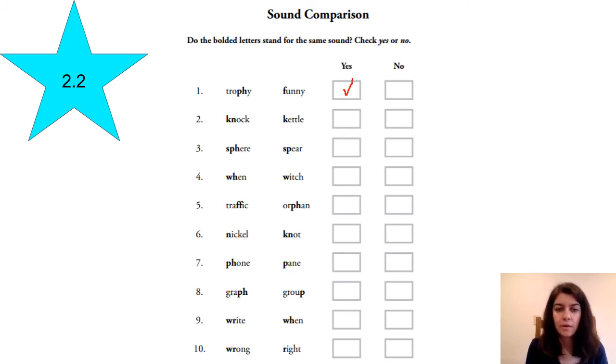Let's try number 2. Knock and kettle. Looking at the KN, what sound does the KN make in knock? The KN says N. What about in the word kettle? What sound does that bolded K make? K. So let's compare those sounds. N, K. Same or different? Different. I'm going to mark no. Go ahead and complete page 2.2. Make sure you press pause so that I don't keep talking.